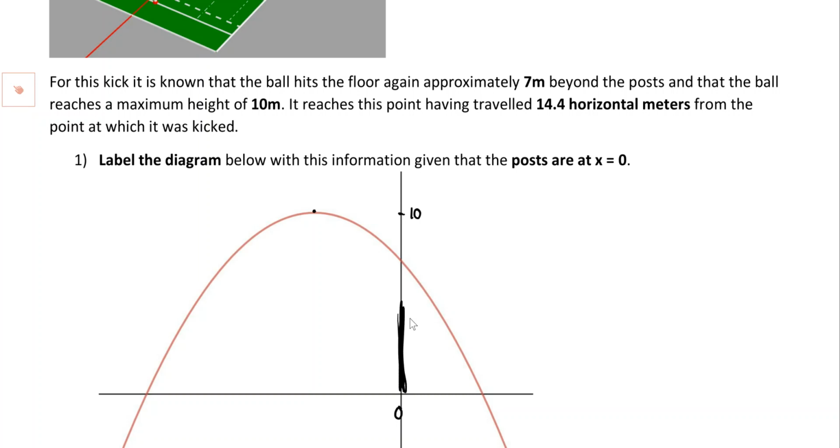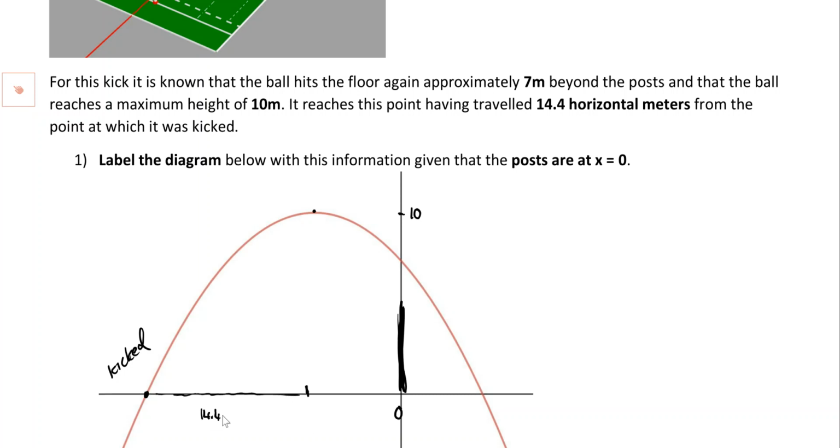All right. How do I know which direction the ball is kicked? How do I know? Satya? Well, because 14.4 is larger than 7, so you know that it has to be on that side. Yeah, right. Also, the ball gets to a height and it will come back down before it goes over the post, won't it? So it travels 14.4 before it reaches its maximum. So we know this is where it was kicked from.